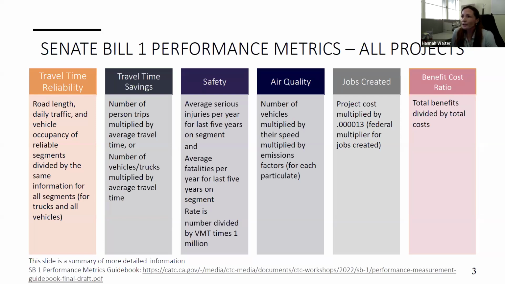And then jobs created is looking at the number of jobs that have been created by a project. Right now, we're using a simple multiplier. It's a federal multiplier that is associated with project costs. So essentially, if you look at project costs as money that is being input into a particular economy, then how many jobs is that likely to create? There's been a lot of studies about that, and so they developed a multiplier for it. It's an economic indicator, so that's jobs created.